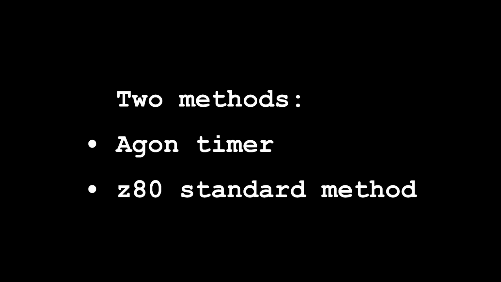What we're going to look at is two different methods of generating a random number. The first we'll look at using an internal timer within the Agon, and the second we'll use an already established Z80 standard method of generating a random number.